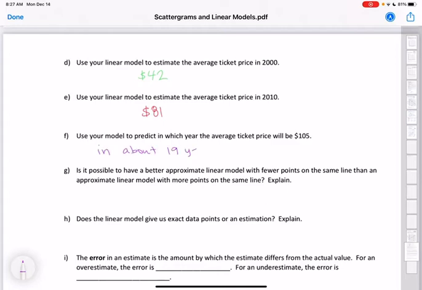But it says in which year. So remember that it's 1995 plus whatever you got, which was probably somewhere between like 17 and 24 or so. So 1995 plus the 19. I'm looking at the year 2014 for mine.